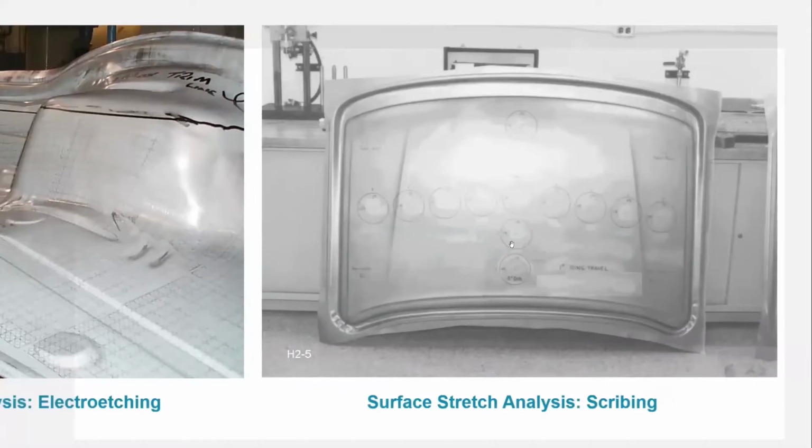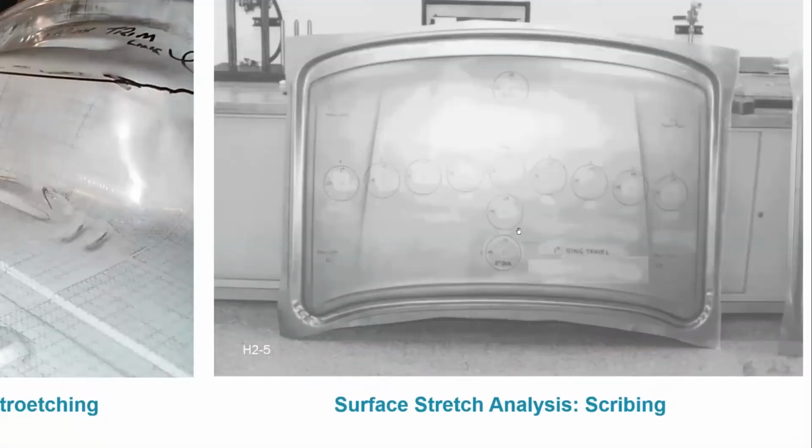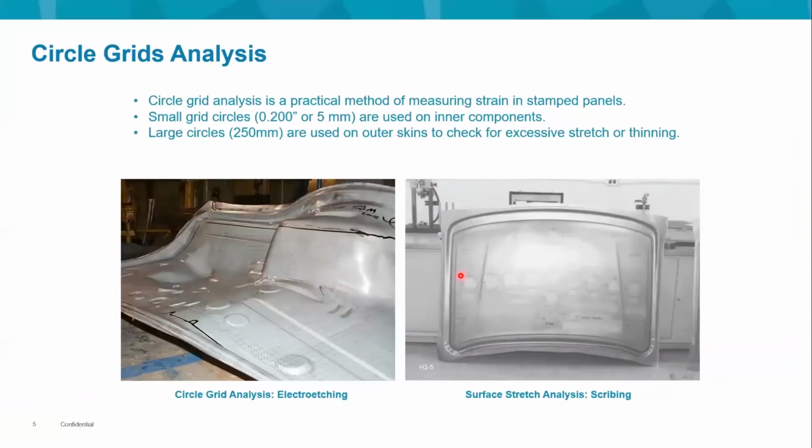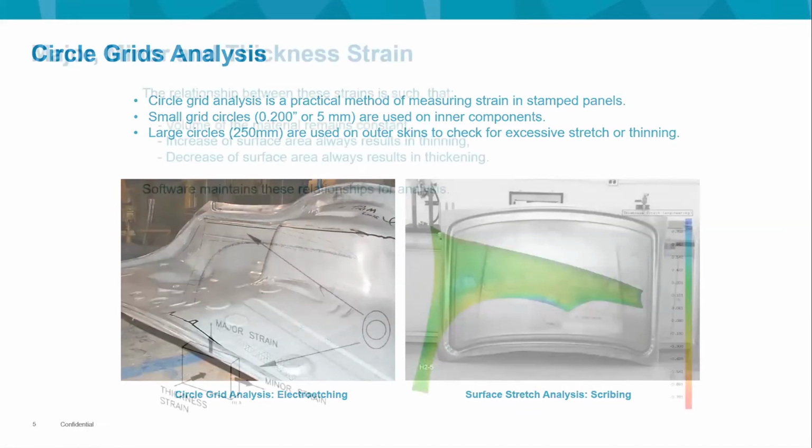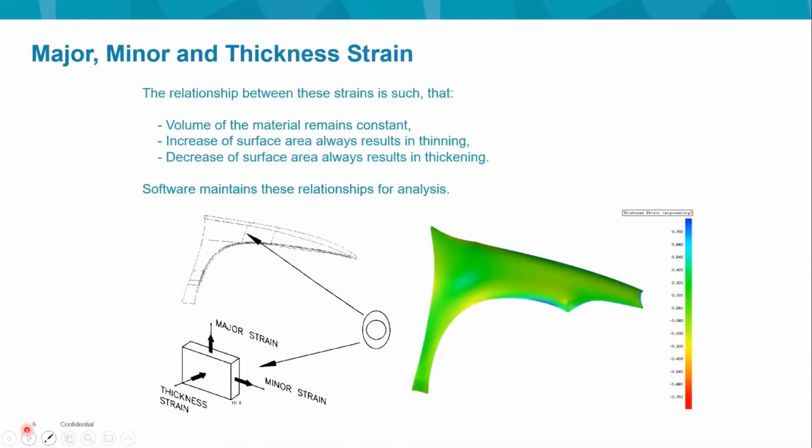Historically, before computers were in place, photochemical etching or scribing was done. A piece of sheet metal was marked with several circles, and these circles were then measured, and these points were plotted in order to get what is called the forming limit diagram. Today, software does this for you in a matter of a few seconds.